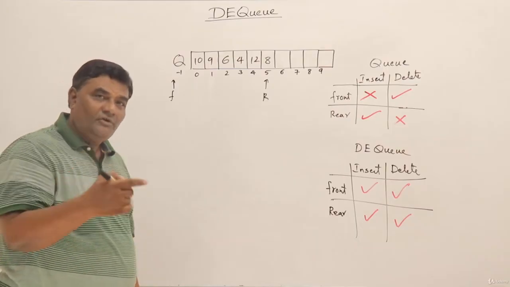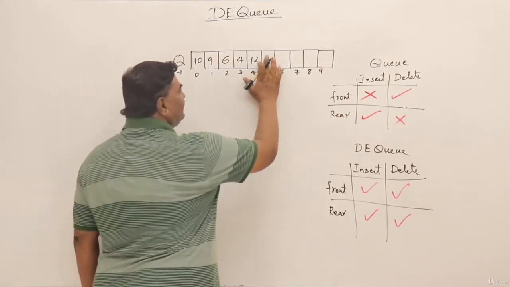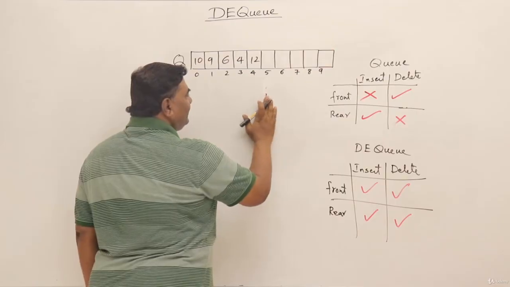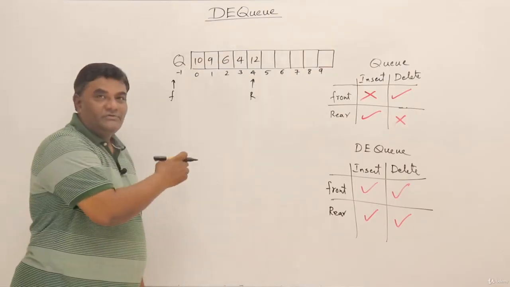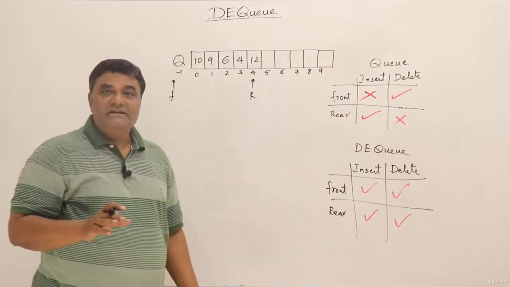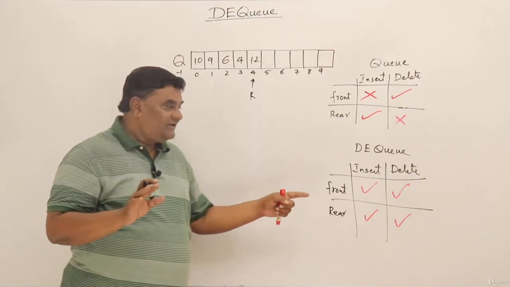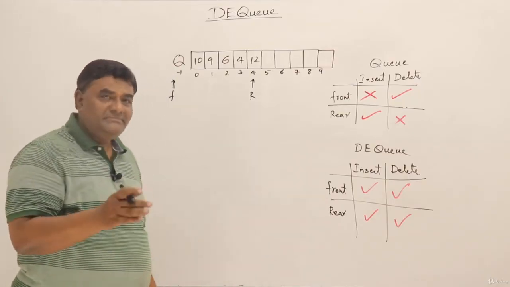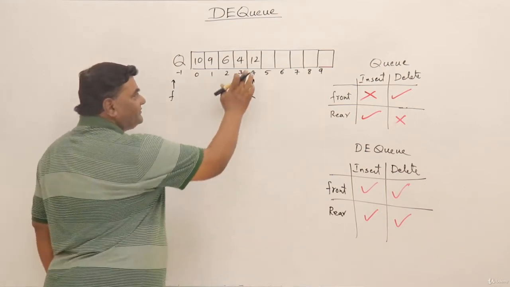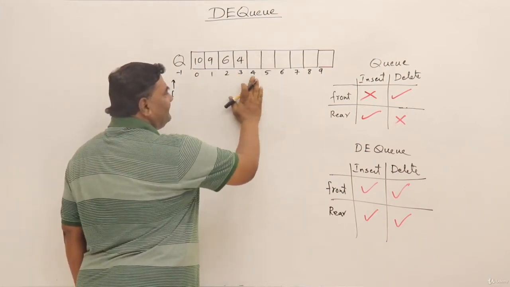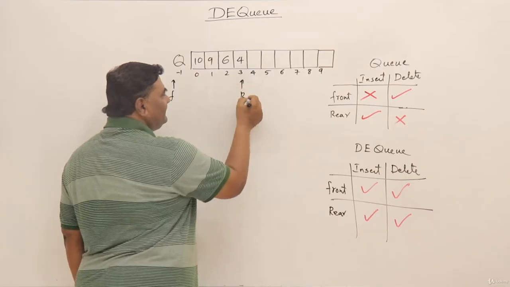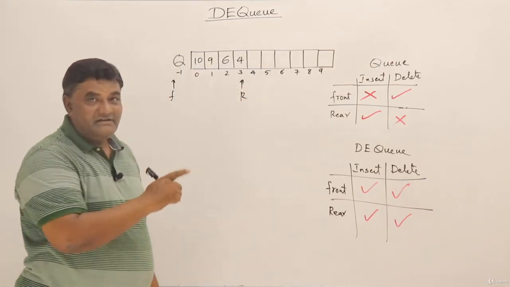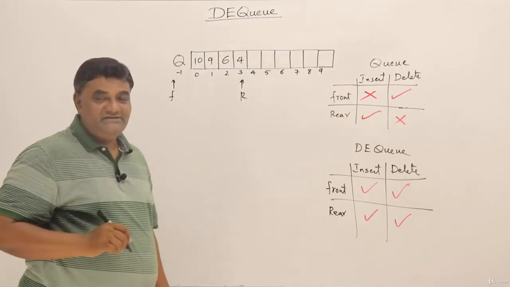Now using rear, I want to delete. So okay, take out this value and decrement rear pointer. It's possible to delete using rear pointer also, but it is not FIFO. As I said, we are not strictly following FIFO in the DEQ. Let me delete one more value using rear. So just take out this value and decrement rear. So that's how deletion is done. So from rear end, I have shown you both insertion as well as deletion.